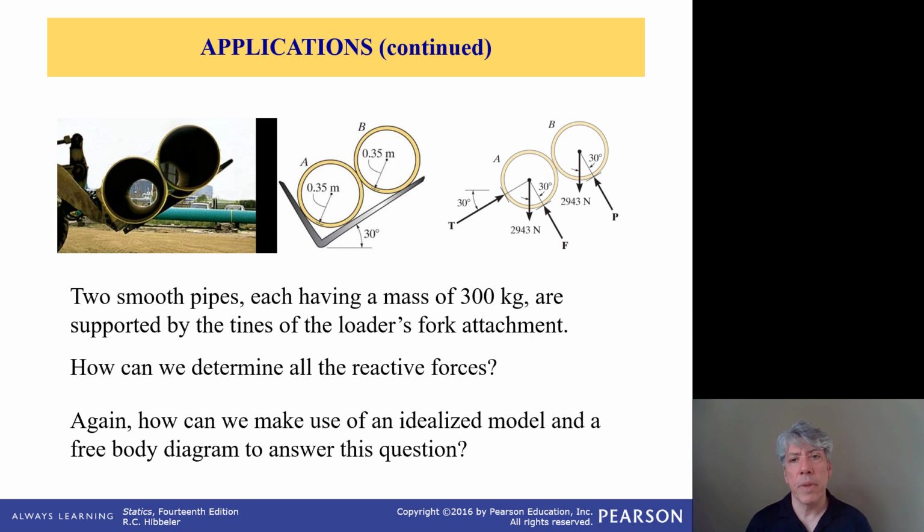Notice something interesting. There's a force F on pipe A. There's a force P on pipe B. And since their weights are equal, you might be tempted to say, well, F and P are equal. Don't make assumptions like that. That's not necessarily a valid assumption. It may be correct in this case, but it's not correct to just assume that from the very beginning.